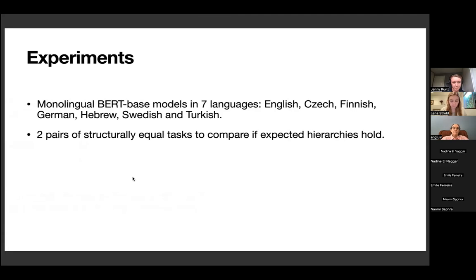And to make experiments with this metric and see what it can tell us, we used 7 monolingual BERT models in different languages, and it's English, Czech, Finnish, German, Hebrew, Swedish, and Turkish that we used. And we take 2 pairs of linguistic tasks that are structurally equal to compare if the hierarchies that we expect to be in the model hold.